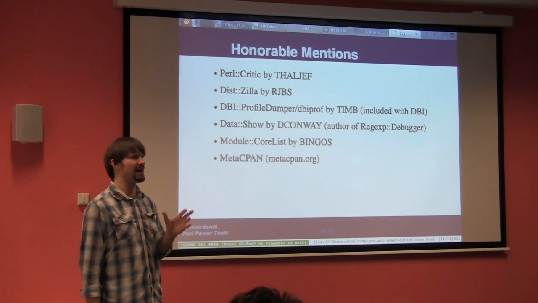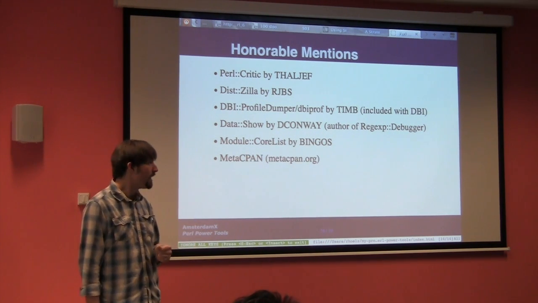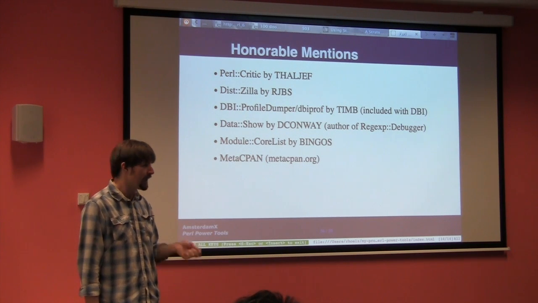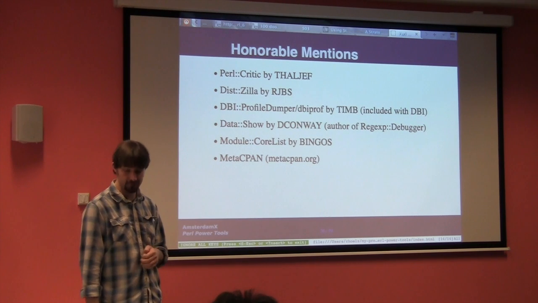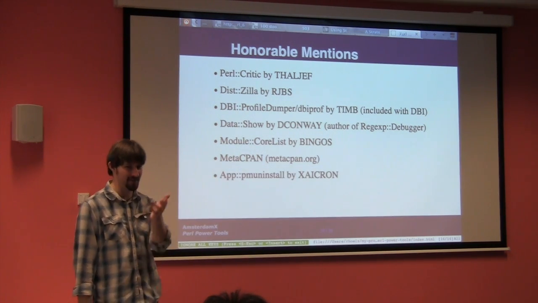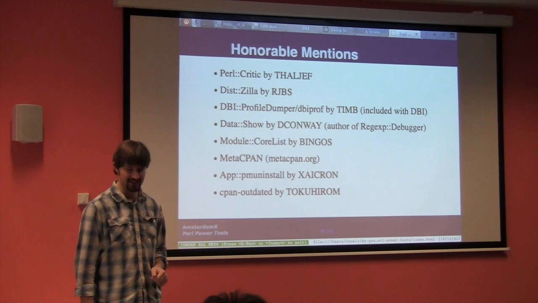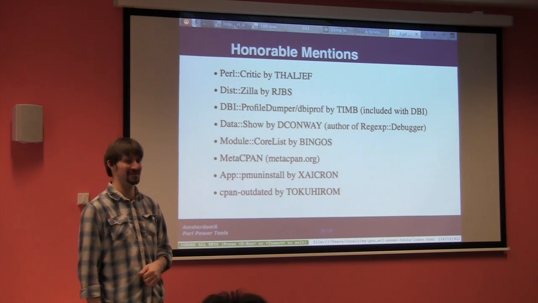There's MetaCPAN, which is my personal favorite alternative to search.cpan.org. It's prettier, which is kind of vain, but it does make a difference to me. I find the search results are often more accurate. And to me, most importantly, it's open source, and the MetaCPAN guys are very open contributors. You have App::pm-uninstall, which we've already mentioned, and cpan-outdated, which we've also already mentioned.